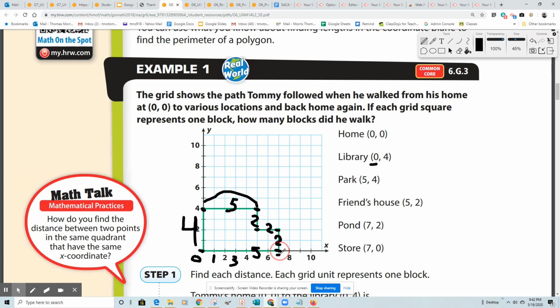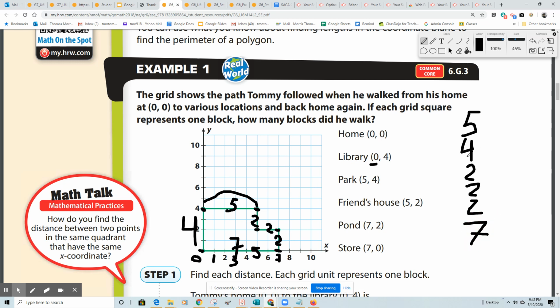Now look at my point. I have 7. Now I'm going back to the origin at 0. Now I have 7 here. So I'm going to add all my numbers together. All right. I have 5, 4, 3 2s, and a 7.